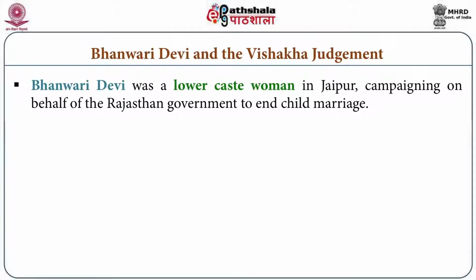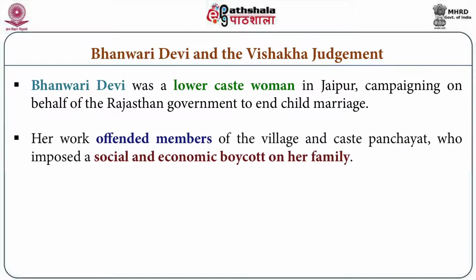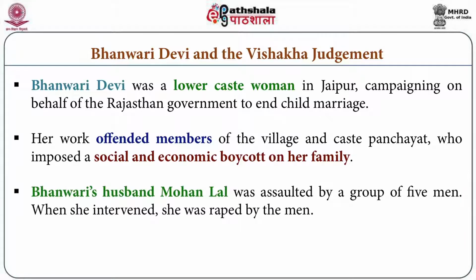Now, there's another judgment that is in fact ongoing and important to point out in relation to this notion of consent, power, and rape. Banwari Devi was a lower caste woman in Jaipur campaigning on behalf of the Rajasthan government to end child marriage. Her work offended members of the village to which she belonged and the caste panchayat, who imposed an economic boycott on her family who lived in that village. Her husband Mohanlal was assaulted by a group of 5 men. She stepped in to intervene, and at that moment she was raped by those 5 men.